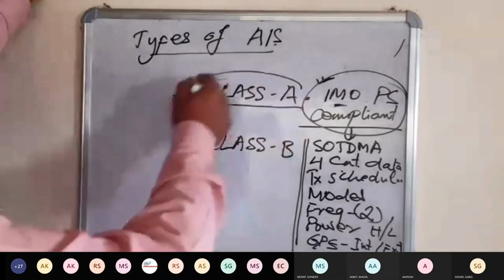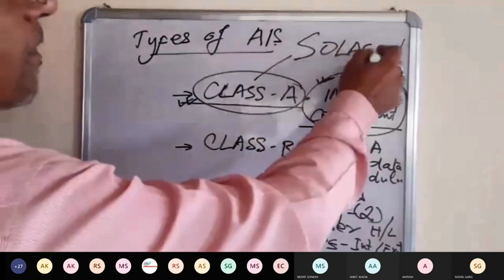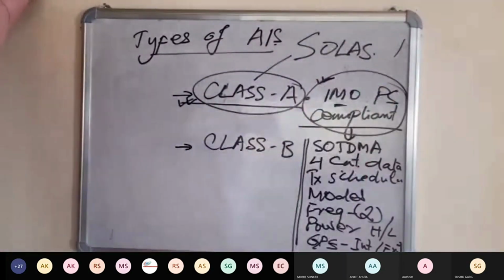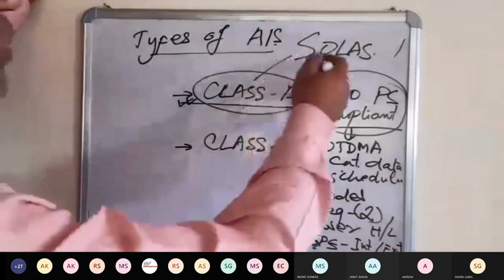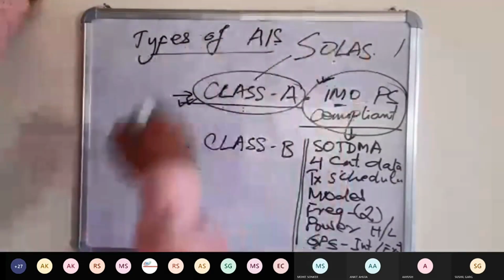So class A should be placed on SOLAS vessels only. No, I changed my statement. Class A should be placed on SOLAS vessels only. No, only class A should be placed on SOLAS.